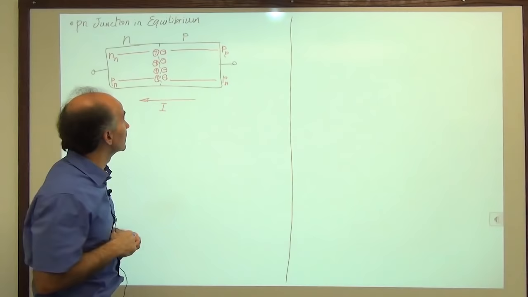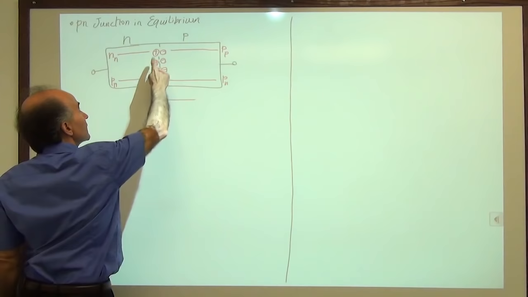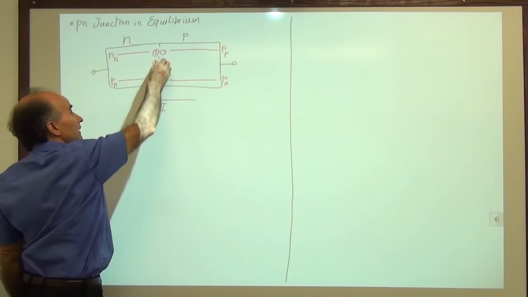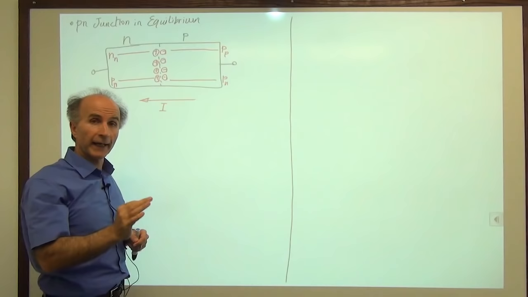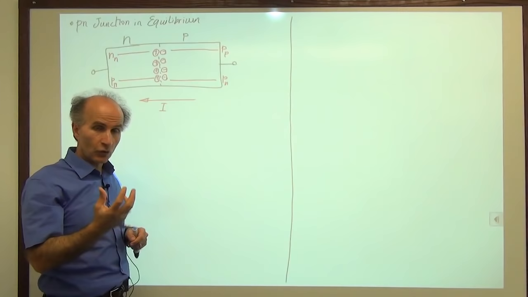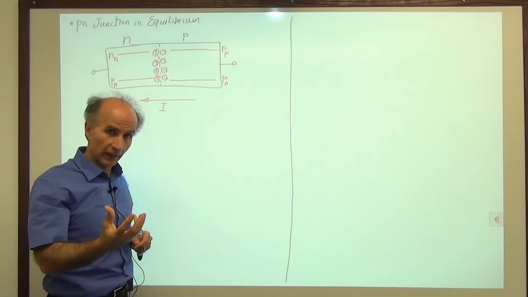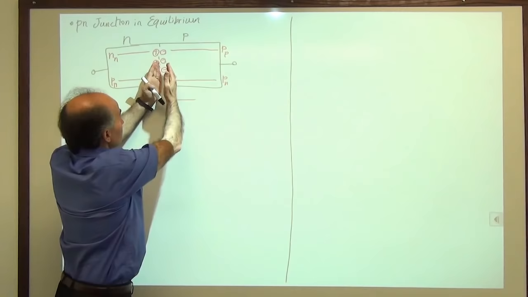Well, we have these ions that are formed here. We have positive charge here, negative charge here. So in this area here, we truly have a charged object. Charge neutrality does not hold because we have positive ions or negative ions. So right around here, we have positive charge. And right around here, we have negative charge.